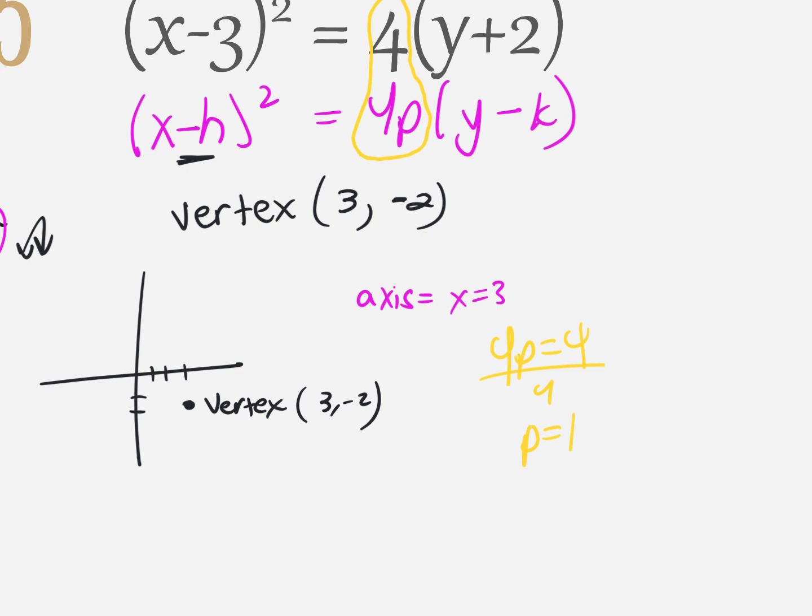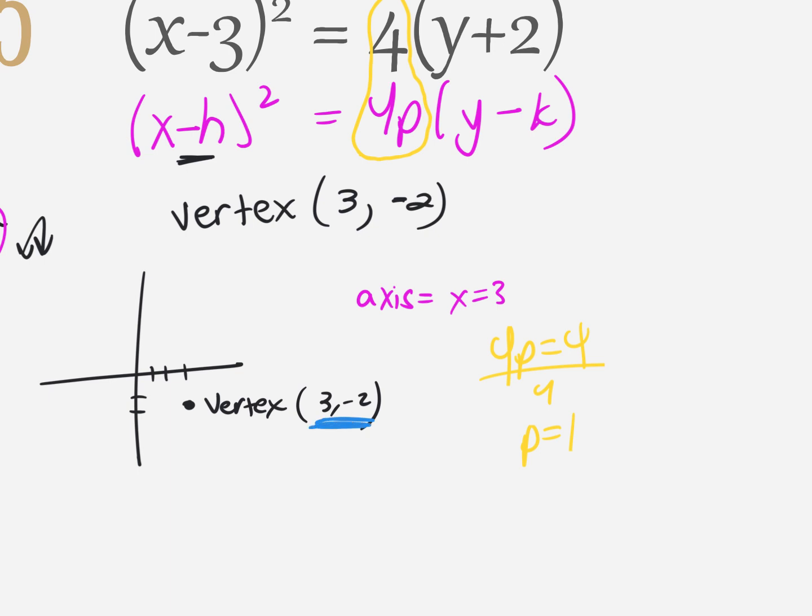The focus is where? 1 where? Like the 1 comma 0? No. 0 comma 0? How far away is the vertex from the focus? How many units? 1. In which direction? Why is it 1 up, Abigail? You're right. Because it's a positive parabola. We know which way it's opening. So I know that my focus is going to be 1 up from there. What would that be?